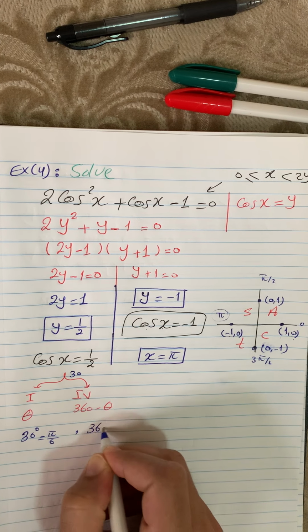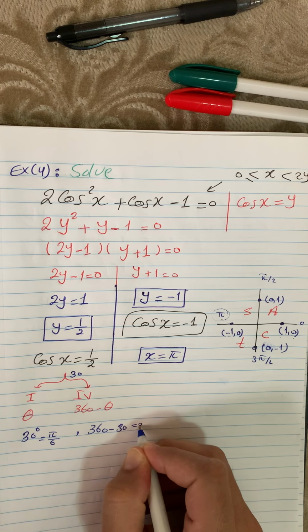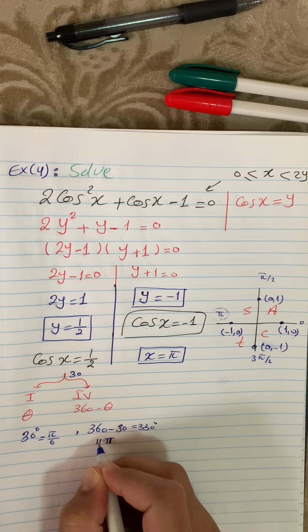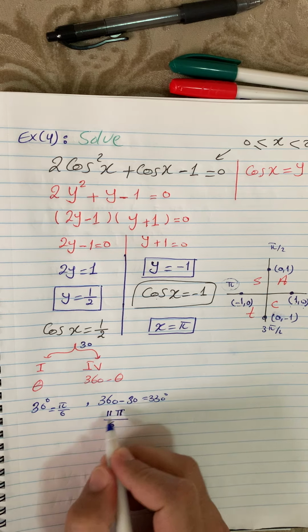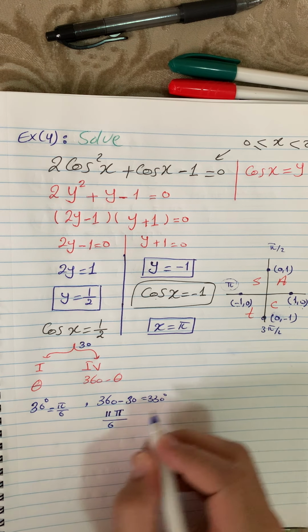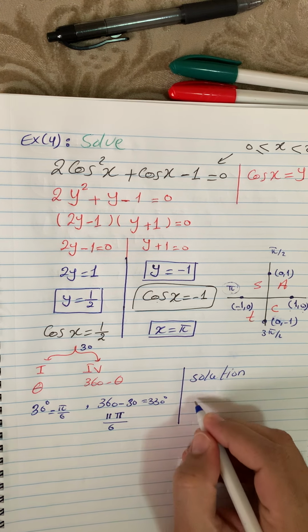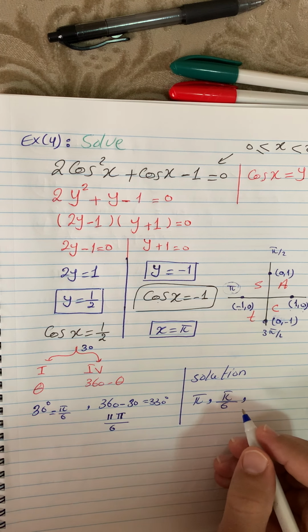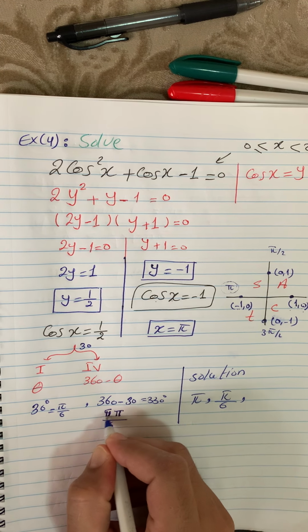And here 360 minus 30 equals 330, which is 11 pi over 6. So the solution for this equation, we have here 3 solutions. The solution pi over 6 and 11 pi. No, sorry, this is 5 pi over 3.